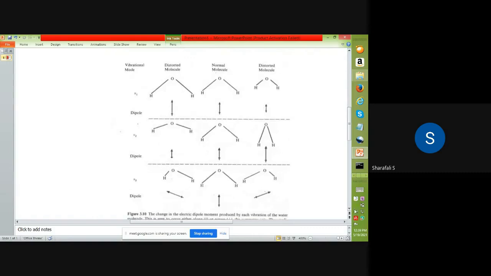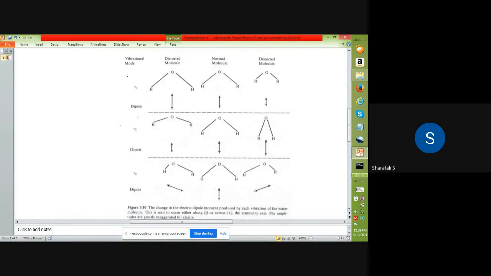And if you want to go to the details of these vibrational modes and the corresponding change in the dipole moment, because when you are considering infrared spectroscopy, there should be an associated change in dipole moment. Otherwise, it will not be infrared active. So that is the basic condition for a molecule to be infrared active. There should be a dipole change by the infrared waves.